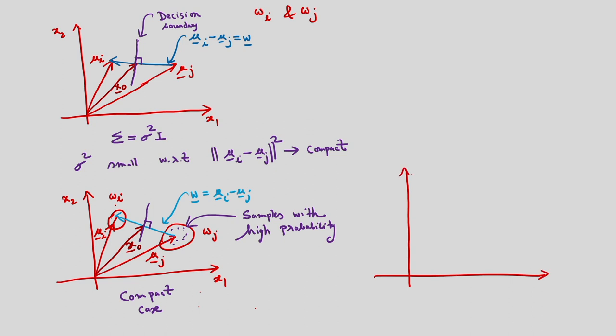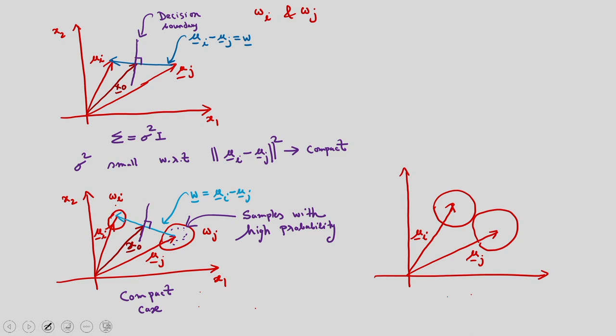The same procedure. Suppose this is one cluster and this is another cluster. Corresponding to the first cluster, I have the mean mu I, and corresponding to the second cluster, I have the mean mu j, and we can find the weight vector. The procedure is the same. So this is the weight vector, and the point also we have to show. The point is x naught.